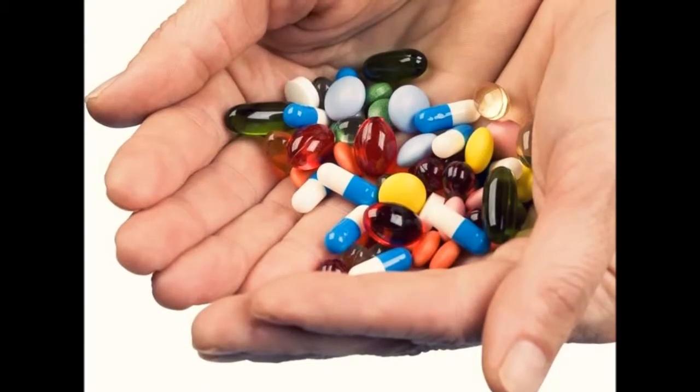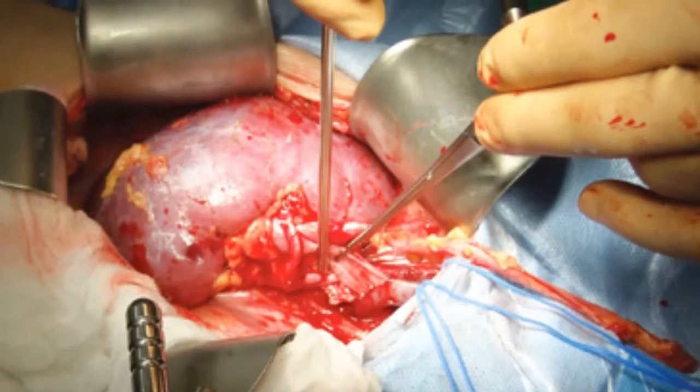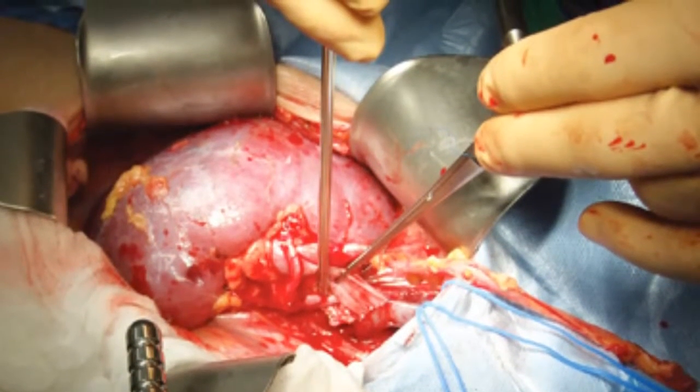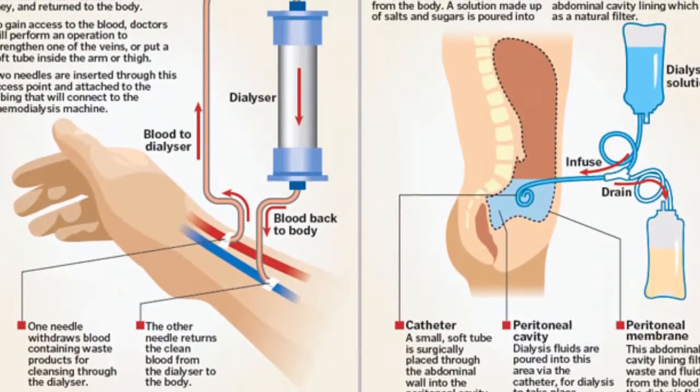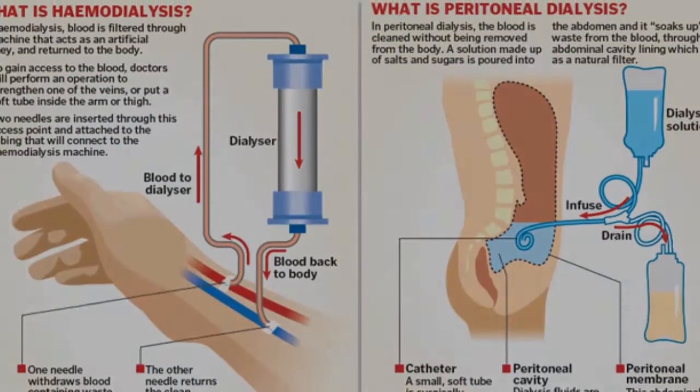There are a few ways to treat chronic kidney disease. There's medication, which we will discuss later. There's kidney transplants, which there are hundreds of people on the waiting list for and can be difficult to achieve. And then there are 2 forms of dialysis. The first form of dialysis that will be explained in depth is hemodialysis.